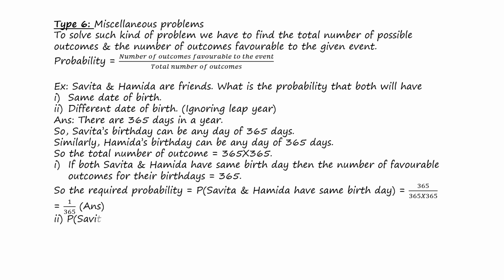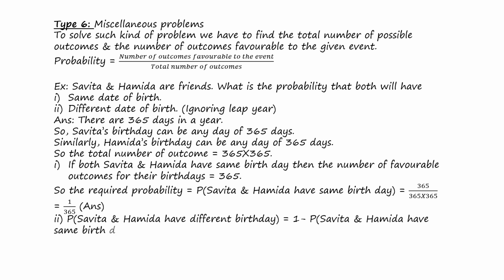On to the second part. Probability that Savita and Hamida will have different birthdays. It is a complementary event to the first part. So we can write probability that Savita and Hamida have different birthdays equals 1 minus probability that Savita and Hamida have the same birthday. That is nothing but 1 minus 1 by 365, which is equal to 364 by 365, is the answer.